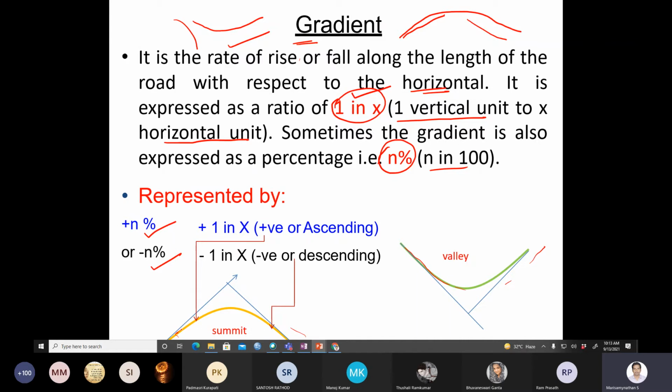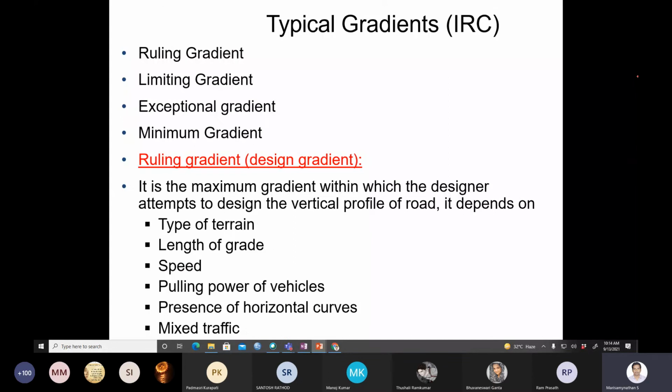So when the positives are happening, this is the incremental, so n percentage or plus 1 in x. So this is an ascending, increasing. When it is coming to the minus n, it is the descending, it is a decreasing, minus 1 in x. So this is a two way we can represent the gradient, positive n and the negative n. That means plus 1 in x, minus 1 in x. So it has two types, increasing and decreasing. It is a summit curve. Decreasing and increasing, it is a valley curve, which we used to refer to as concave and convex type. So this is with respect to the gradient, how we can understand it.